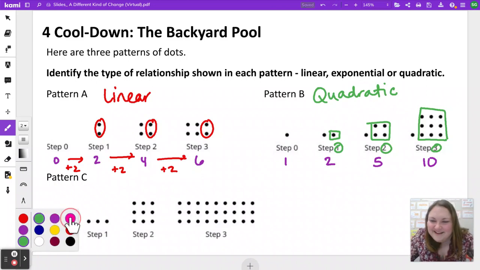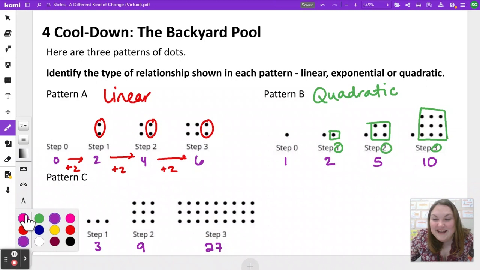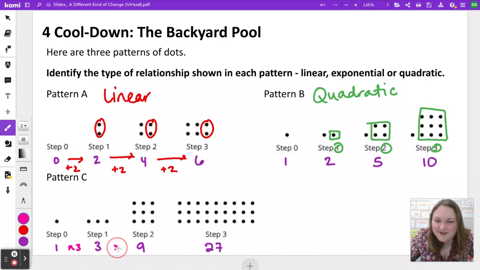This final one here, let me put my totals. Step 0, we have 1. Step 1, we've got 3, and then 9. And when you add all of this up, it is 27. Looking at those numbers, I can tell we're definitely not adding by the same amount, but those numbers do make it a little easier to see each time I'm multiplying by 3 to get to the next one.